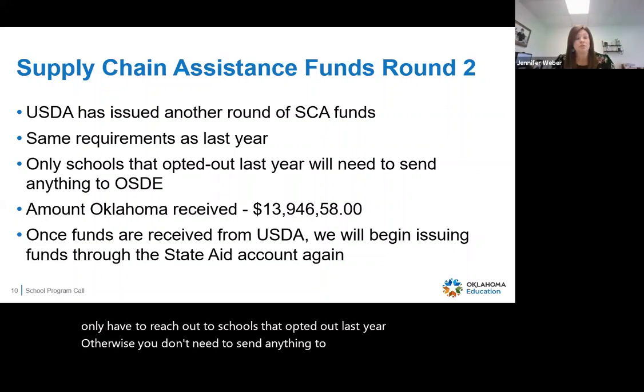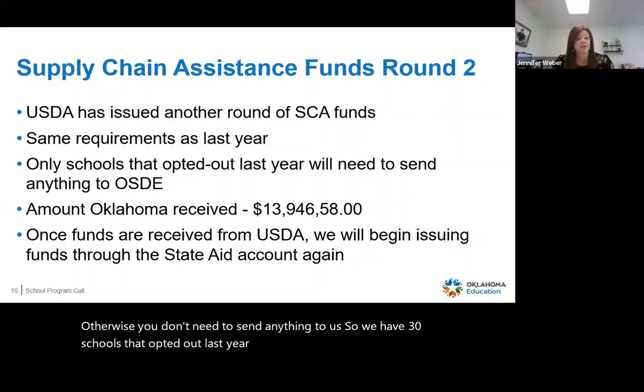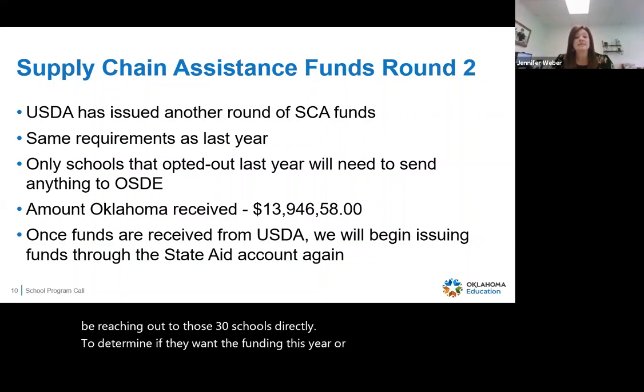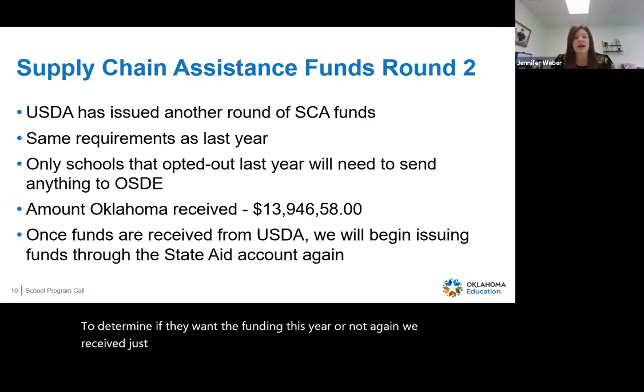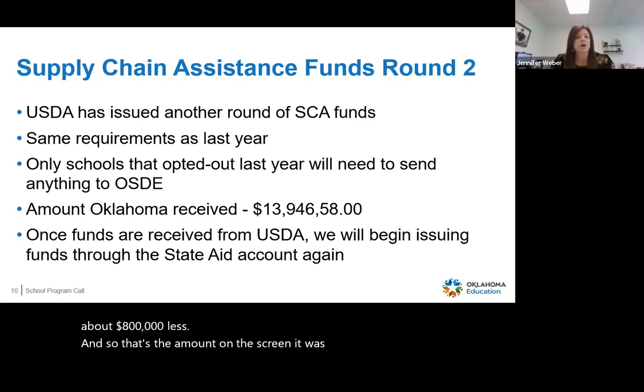So we had 30 schools that opted out last year or never responded. And we will be reaching out to those 30 schools directly to determine if they want the funding this year or not again. We received just a little bit less than we did last year, ended up being about $800,000 less. And so that's the amount on the screen. It was almost $14 million, but not quite.